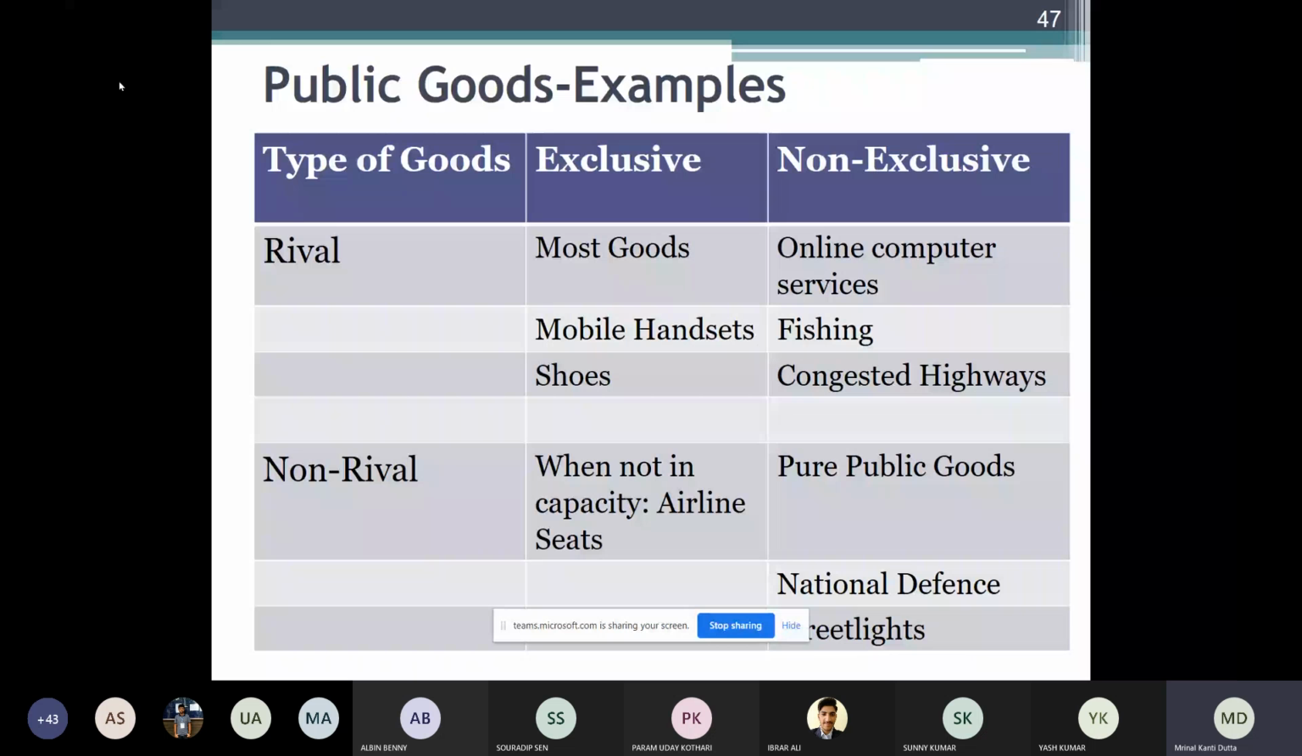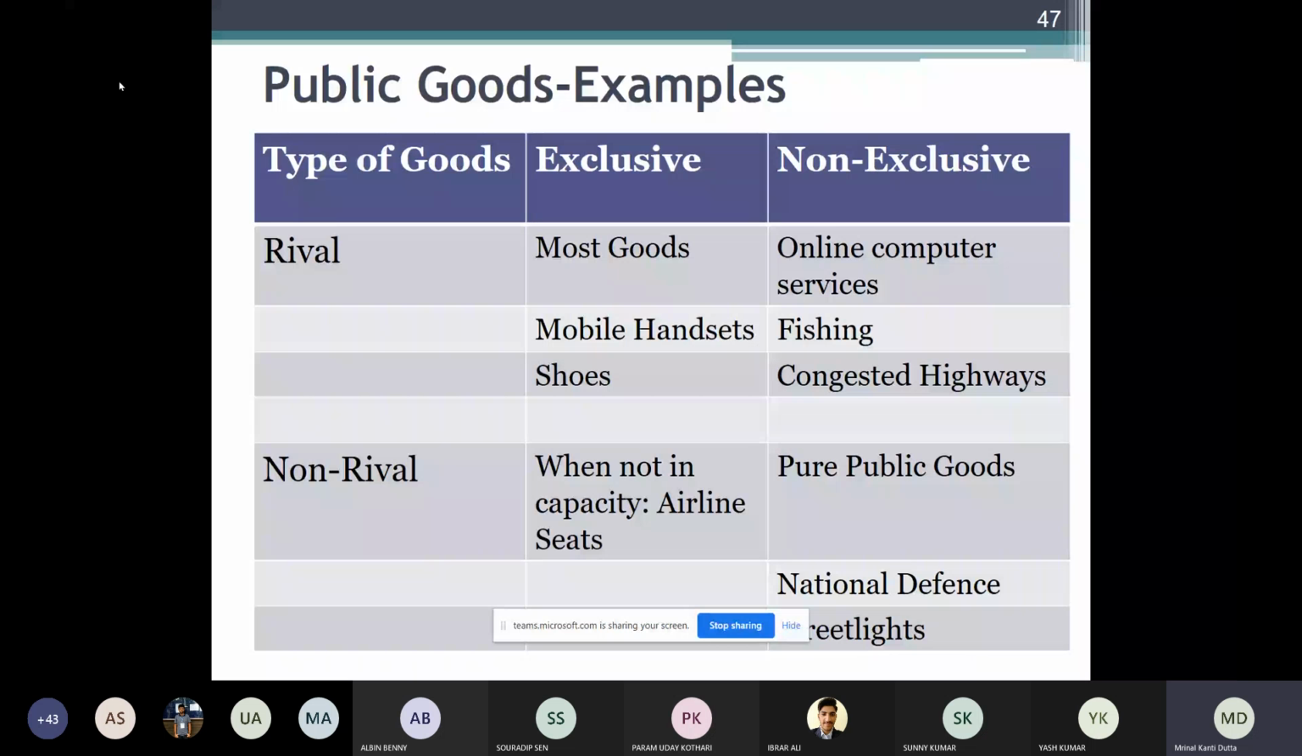Similarly, sometimes people talk about the lighthouse, which might be used for the ships coming and going in a port. If a lighthouse is there, the light is visible to the ships approaching the port, and that will be equally available for each and every ship. So in fact, it will be non-exclusionary. At the same time, it can be non-rival also.